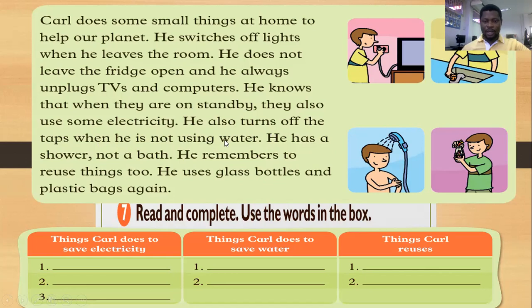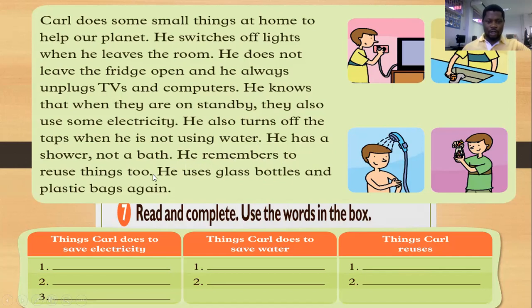And the next thing he does is he has a shower, not a bath. So Carl has a shower and not a bath. Okay. So what are the things Carl reuses?